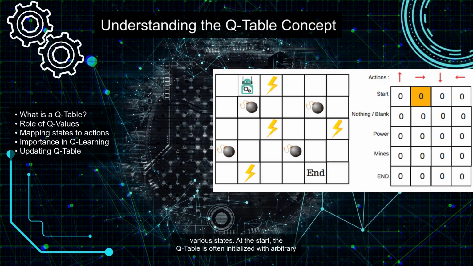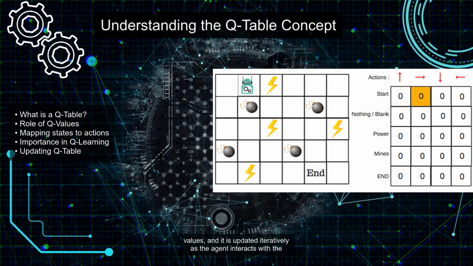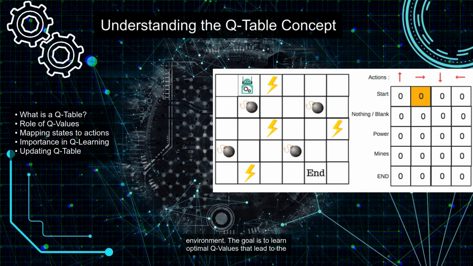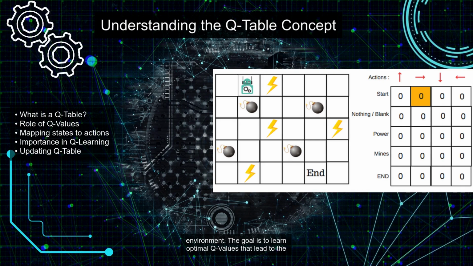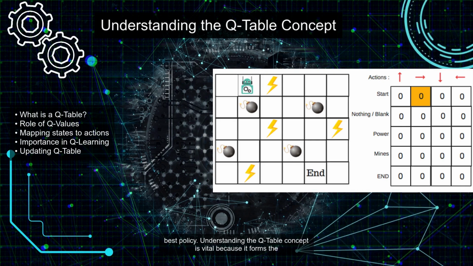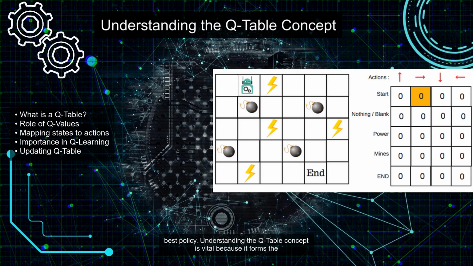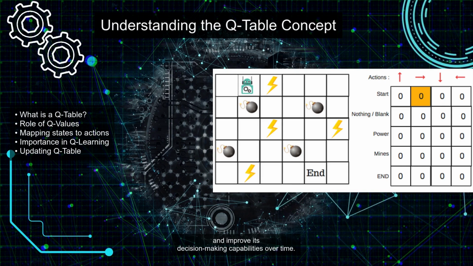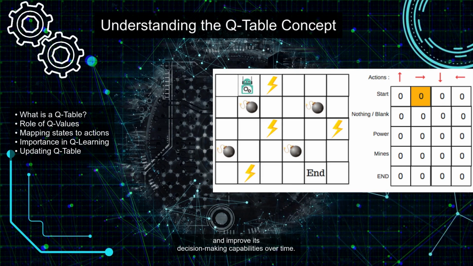At the start, the Q table is often initialized with arbitrary values, and it is updated iteratively as the agent interacts with the environment. The goal is to learn optimal Q values that lead to the best policy. Understanding the Q table concept is vital because it forms the backbone of the Q learning algorithm, enabling an agent to learn from experience and improve its decision-making capabilities over time.